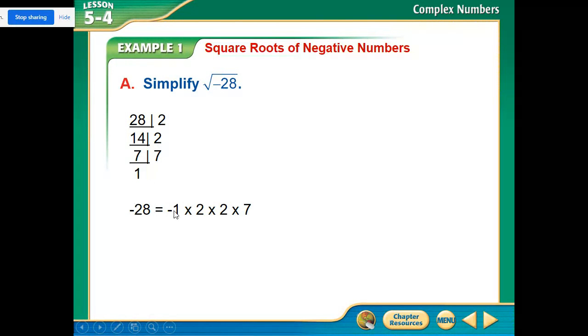Now I write it all out. I have -1, 2, 2, and 7. The 2 is a pair, so that's going to come out in front. The 7 doesn't have a friend, so it stays inside. And the -1 becomes an i. So I have 2i square root of 7.